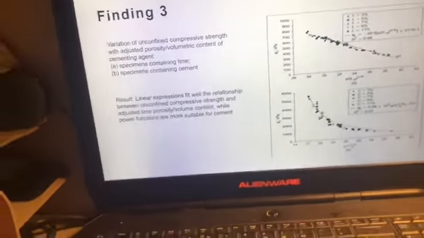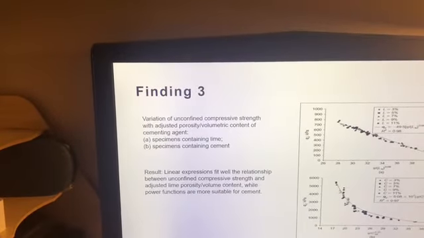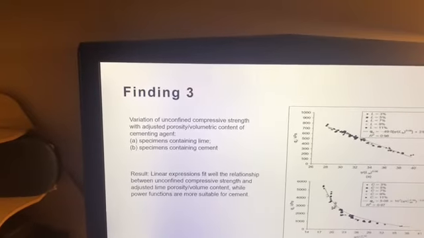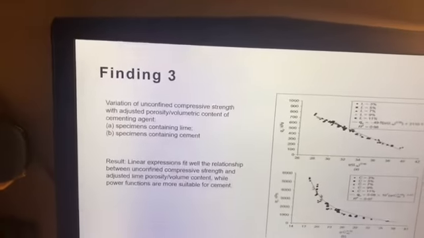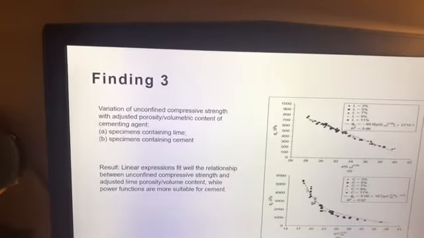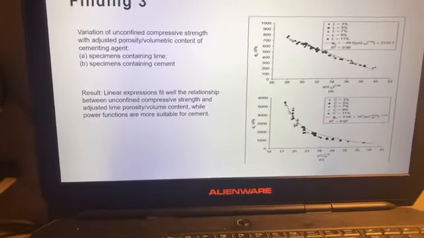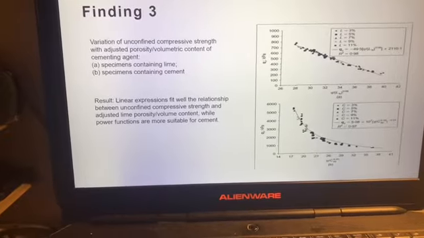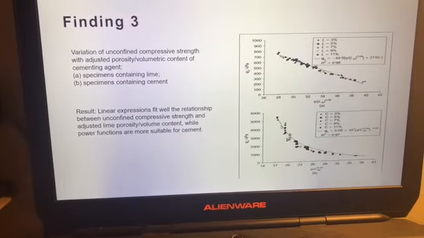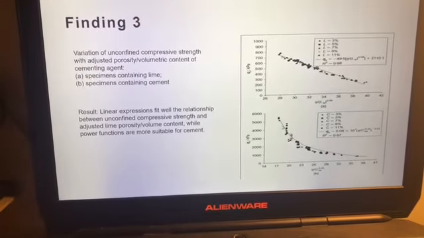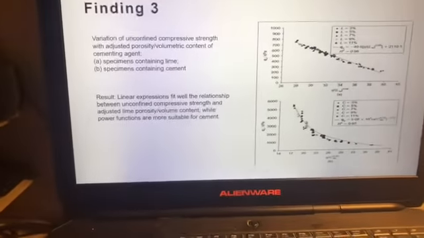Finding three is about the variation of unconfined compressive strength with adjusted volumetric content of cementing agent. As a result, linear expressions fit well the relationship between unconfined compressive strength and adjusted volumetric content for lime, while power functions are more suitable for cement.